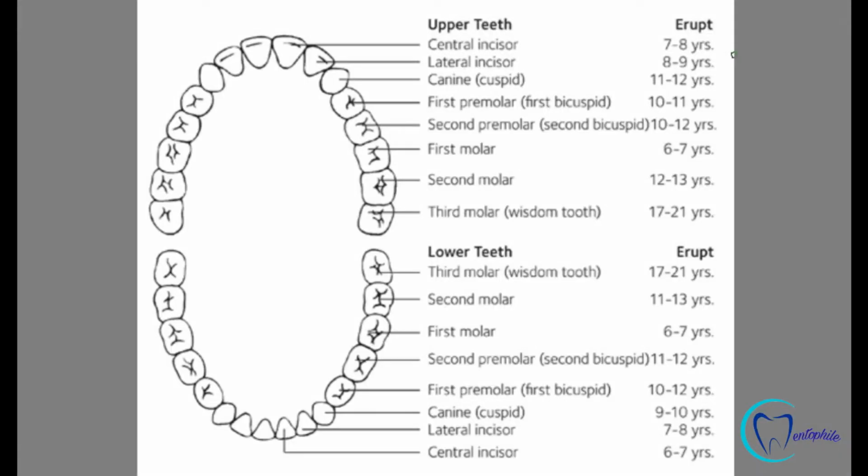In case of the maxilla, let us see the different ages of eruption for the different teeth. The central incisors of the upper teeth usually erupt at the age of 7 to 8 years, lateral incisors at 8 to 9 years, and then the cuspid or the canine at the age of 11 to 12 years, the first premolar at the age of 10 to 11 years, second premolar at the age of 10 to 12 years, and the first molar, which is the first to erupt, at the age of 6 to 7 years, and the second molar around the age of 12 to 13 years, and third molar usually after the age of 17 years, about 17 to 21 years of age.